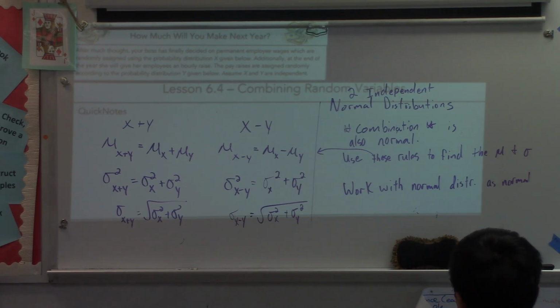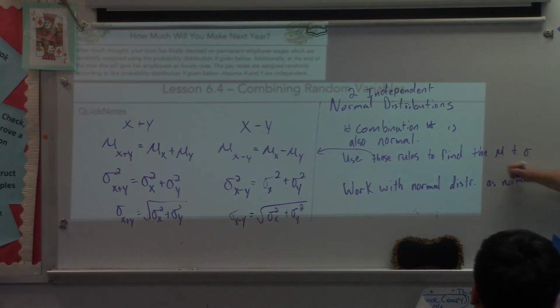Alright, so please understand the combination of those random variables is also gonna be normal. Use those rules to find the mean and your standard deviation, and then work with the normal distribution as normal. Or I should probably say as usual, as typical, just because that word normal means a specific thing.